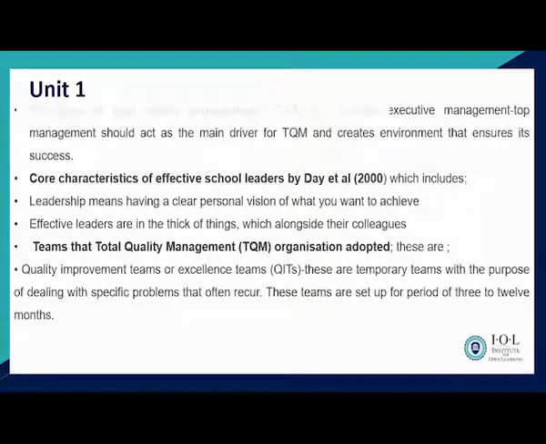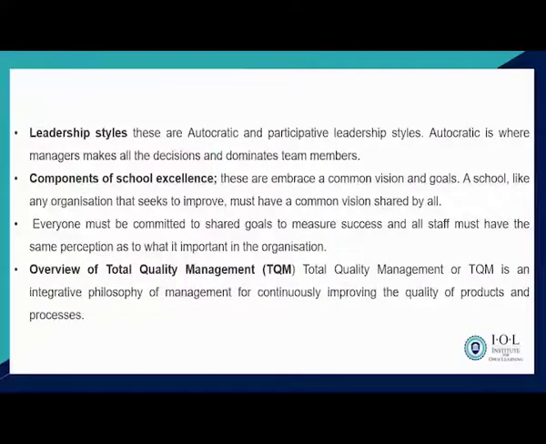Then we look also at the next topic, which is teams that a Total Quality Management organization adopted. There are actually three teams: the quality improvement teams, of excellence teams, and these are temporal teams with the purpose of dealing with specific problems that often occur. These teams are set up for a period of 3 to 12 months. And there are two others that you need also to know. For the sake of time, I will not talk about all of them. I will only give you the hint so that you know what we are talking about.